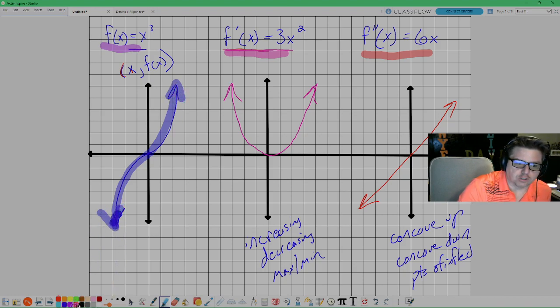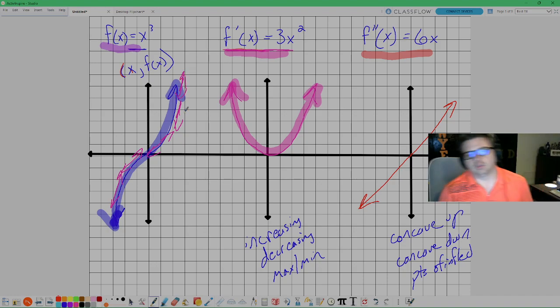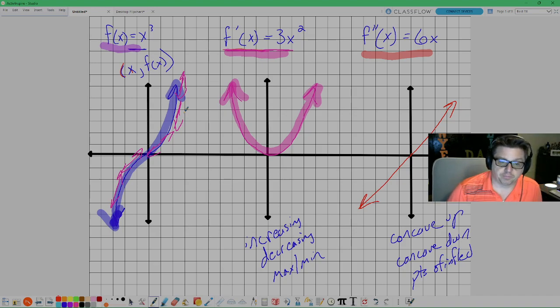And with this function, because it's all above the x-axis, we know that the original graph is always increasing, okay? And we can see that through all of the slopes of the tangents. They are all increasing no matter where we go on this graph. They're never decreasing, okay?